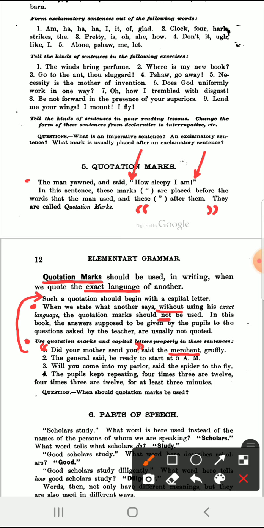"Did your mother send you?" said the merchant gruffly. And after "send you," because this sentence is an interrogative sentence, we should add a question mark after the word "you." "Did your mother send you?" said the merchant gruffly. So that's what you need to do for exercises 2, 3, and 4.